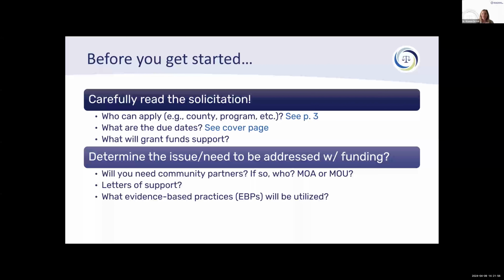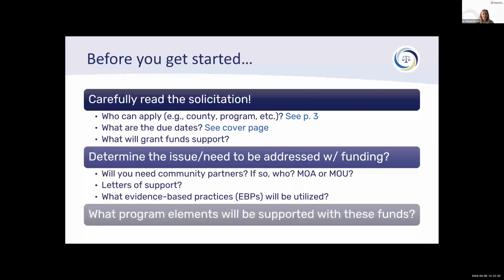And then also any evidence-based practices that you're going to utilize. Making sure that you're implementing evidence-based practices is really important as well. And then think about what program elements will be supported, going back to the JDTC guidelines and aligning what you're proposing with those guidelines.